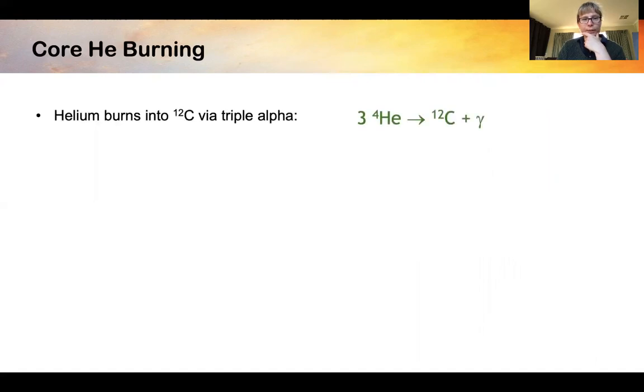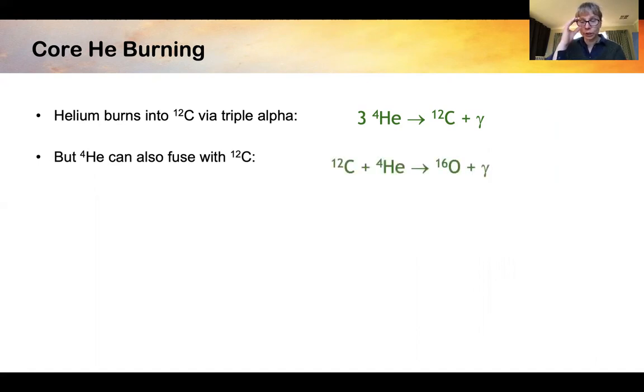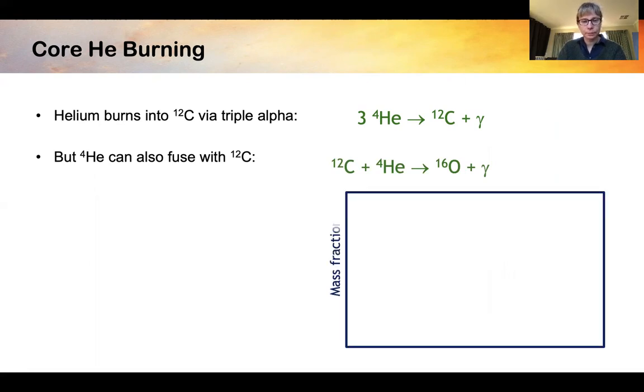Helium burns into carbon-12 via the triple alpha reaction. This is really a 3-step process that's been summarized in that one single reaction. Helium can also fuse with carbon-12. This is the carbon-12 alpha-gamma reaction. There'll likely be a lot of talks about this at Nuclei in the Cosmos.